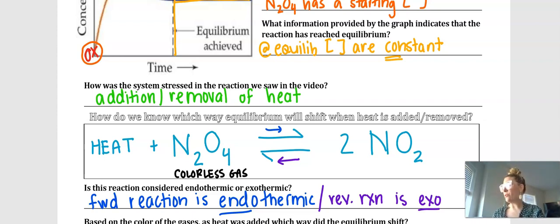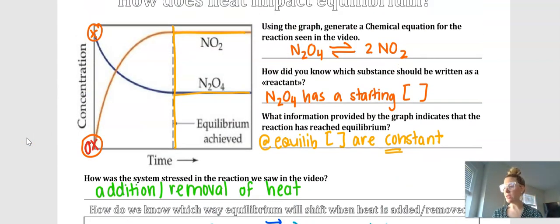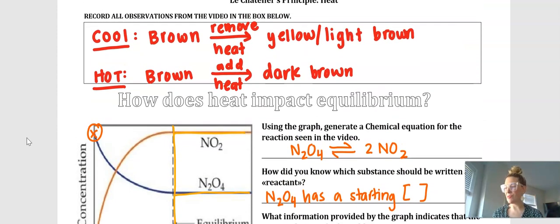And NO2 is actually a dark brown gas, okay? Based on the color of the gases as heat was added, which way did our equilibrium shift? Let's go back to our notes and take a look at what color it changed to as we added heat. When we placed it in the hot environment, meaning that we're adding heat energy to our overall equilibrium system, we noticed that we ended up with a dark brown color.